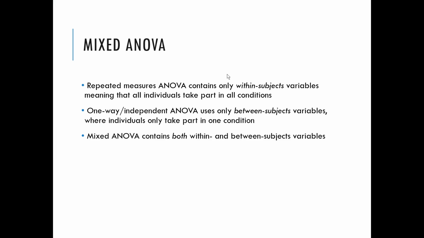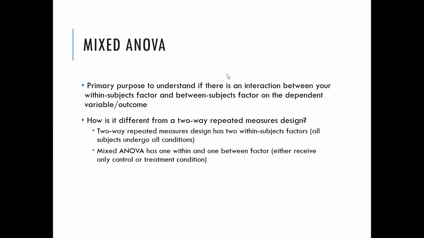For one-way or independent ANOVA, we're only looking at between subject variables. So for example, if we're looking at temperature, but we want to compare men versus women, those are independent groups. So we're looking at one-way or independent ANOVA. Mixed ANOVA contains both within and between subjects variables. The primary purpose is to understand if there's an interaction between your within subjects factor and your between subjects factor on a dependent variable or outcome.